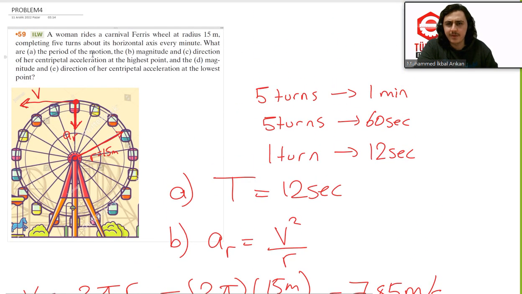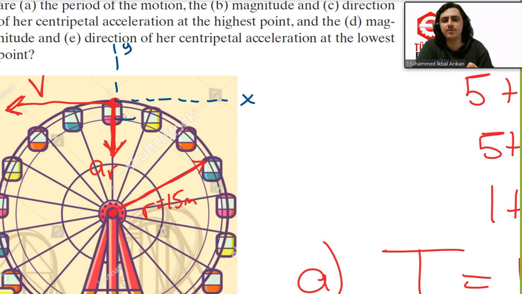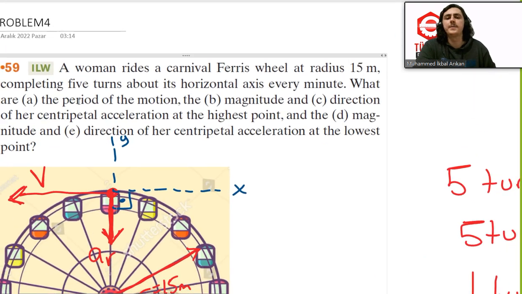So let's see, we calculated the magnitude, and what about the direction of the centripetal acceleration? It will be just downward, as I said. So it will be minus 90 degrees, because the direction starts from the positive x-axis, and this is the positive y-axis. So the direction is negative 90 because it is downward.